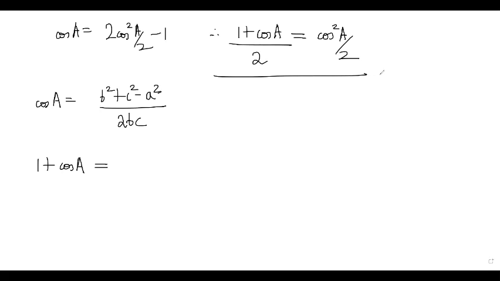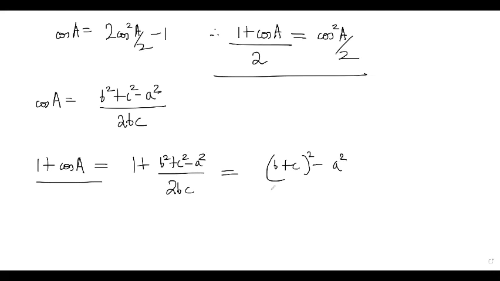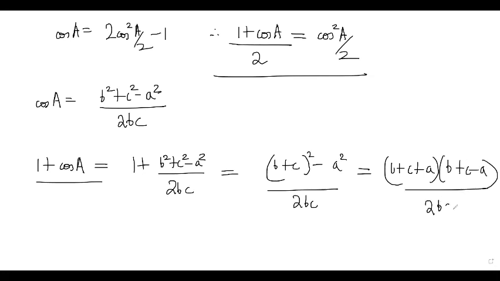Yeah, thanks. Okay, 1 plus cos A, guys. Focus on the maths. Don't worry about whatever people are talking about. 1 plus cos A here is 1 plus (b square plus c square minus a square) by 2bc. Once you do this, you'll get ((b plus c) whole square minus a square) by 2bc. And then you can make it (b plus c plus a)(b plus c minus a) by using the a square minus b square formula, right?